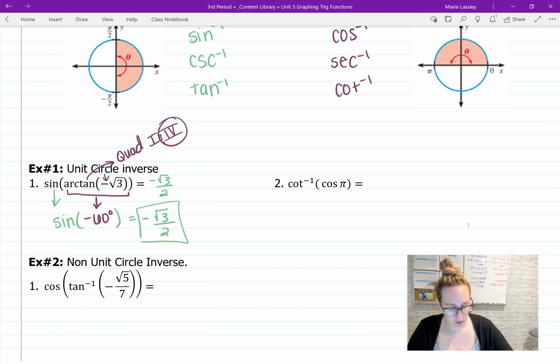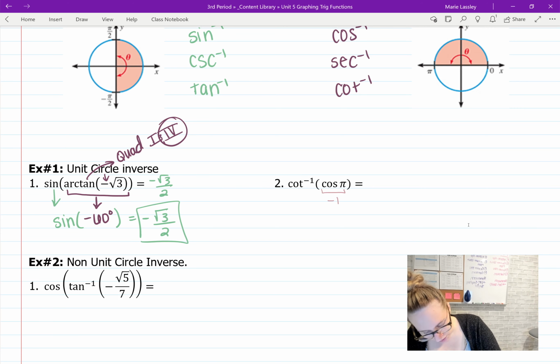Okay, moving on to number 2. So this one has the inverse on the outside. So we still start on the middle. All right, cosine of pi. All right, so this is asking me, what is the cosine of pi? Cosine is our x value. At pi, our x value is negative 1.